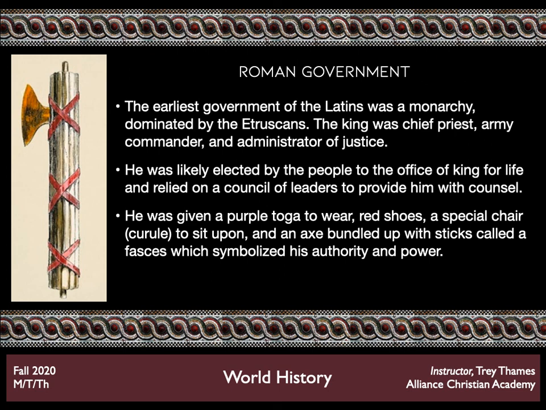Here's some important things: they would give him a purple toga to wear that symbolized his power and his position. They gave him red shoes, and a special chair called a curule to sit upon. It's kind of like a stool, really, a cot. And then a really cool thing, an axe that's been bundled up with sticks called a fasces. And this symbolized his authority and power. So if he had a purple robe, red shoes, and his fasces, you knew this guy was the king. But this is a very important symbol in Roman culture.